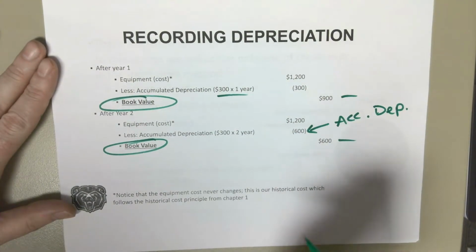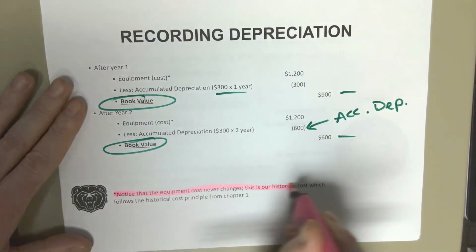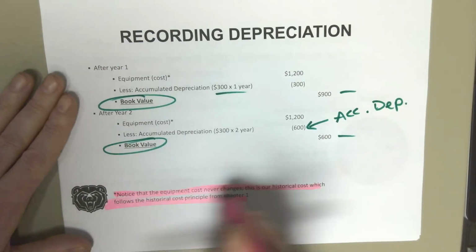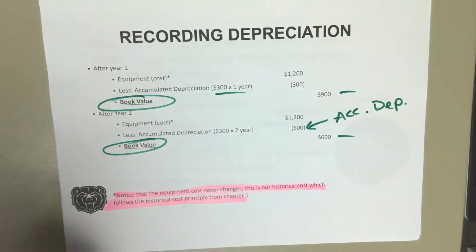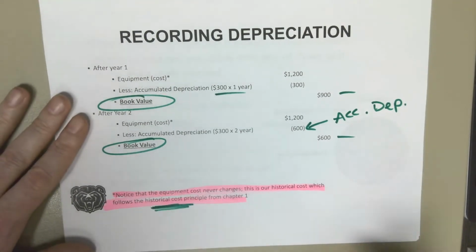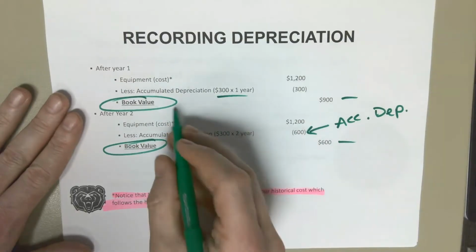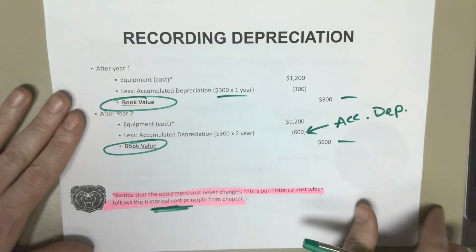Notice the equipment cost never changes. Please notice this. Take note. Your actual equipment cost is never going to change, right? This is the historical cost principle. Our equipment cost remains the same. It is our book value that changes.